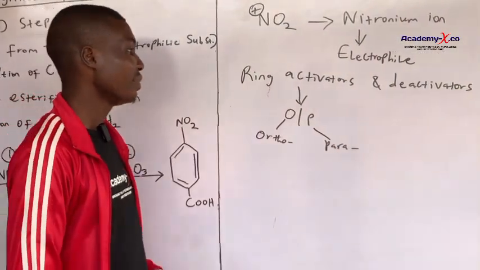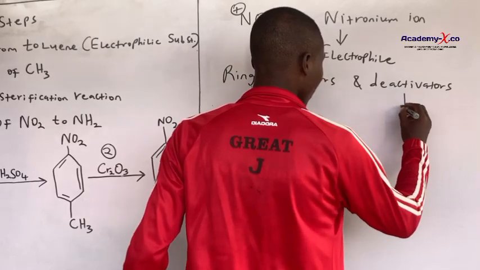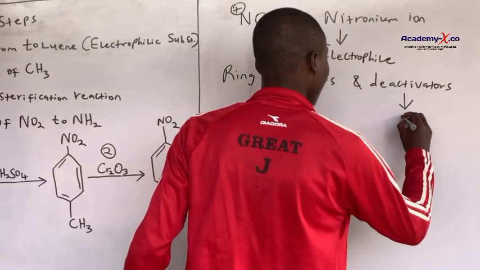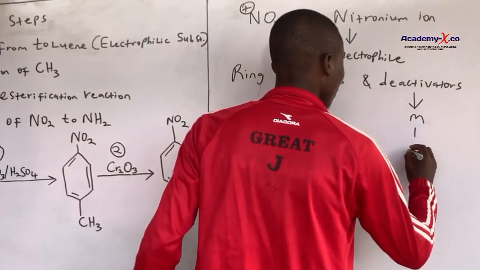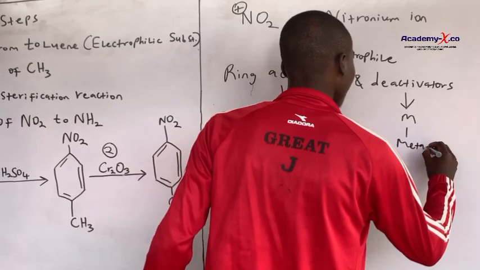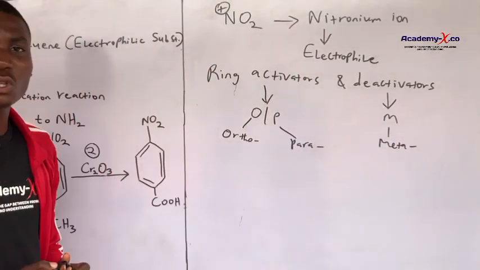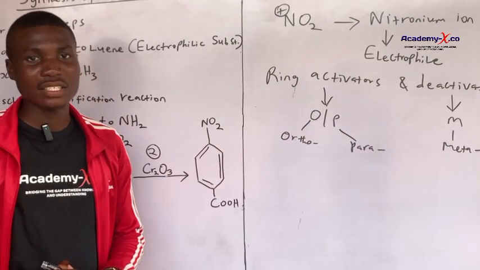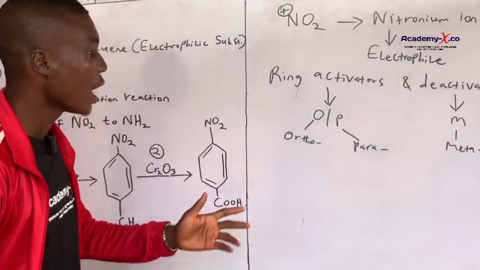But ring deactivators are those that direct substituents to the meta position. So M is meta. We can also call ring deactivators meta directing. Are we together now? So we can call them meta directing.